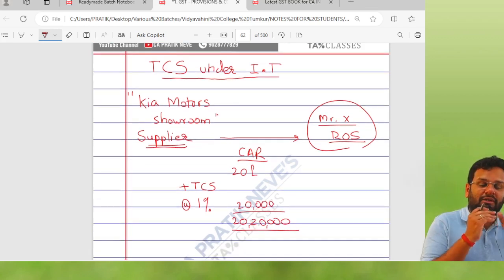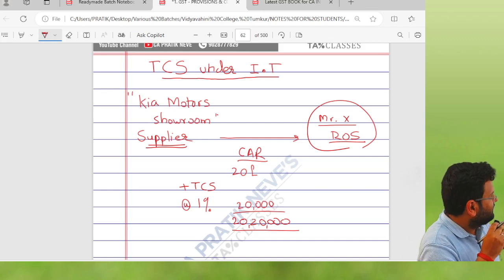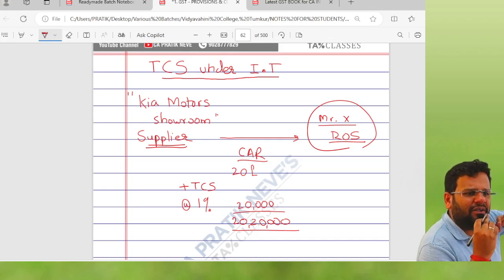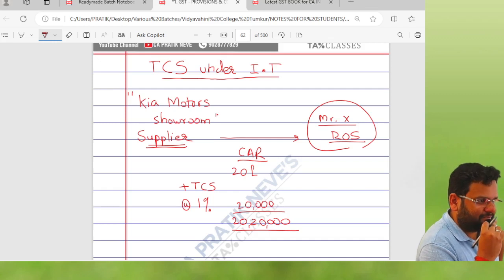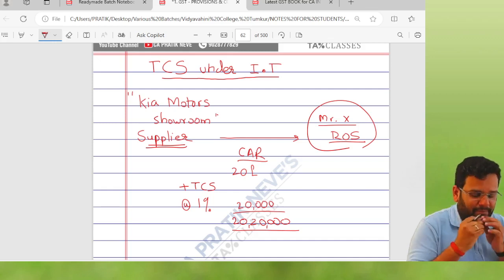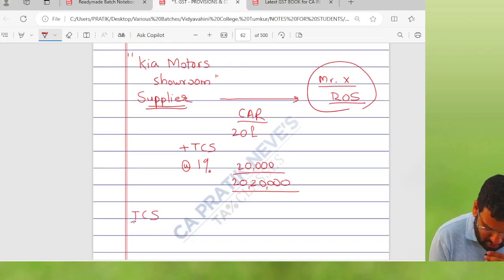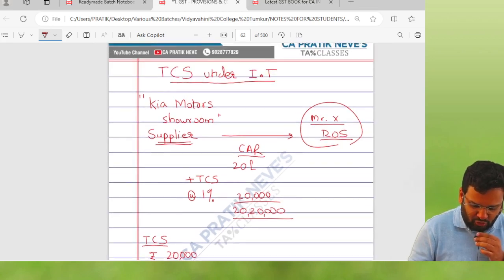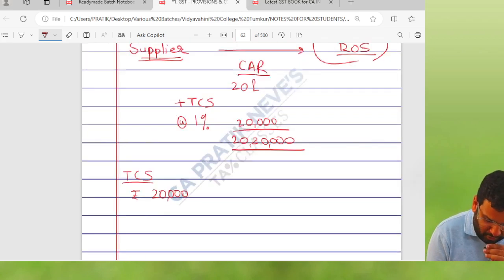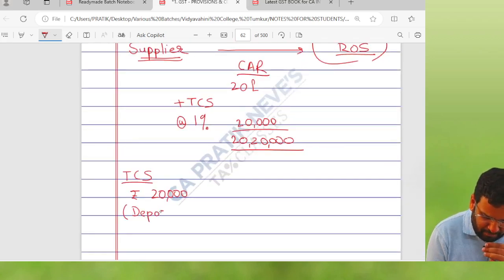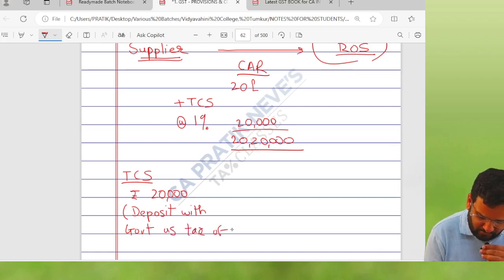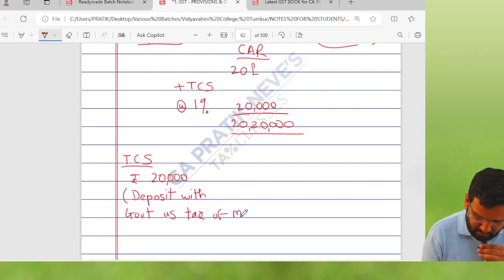Now you will say it is actually recipient of supply's expenditure, na? It is actually customer's expenditure. On expenditure, how is income tax collected? So actually understand what happens now. 20,000 rupees is what? TCS. Who has got that TCS? Supplier, means this Kia Motors showroom has got this TCS. They will deposit this with government. As whose tax? As tax of Mr. X.